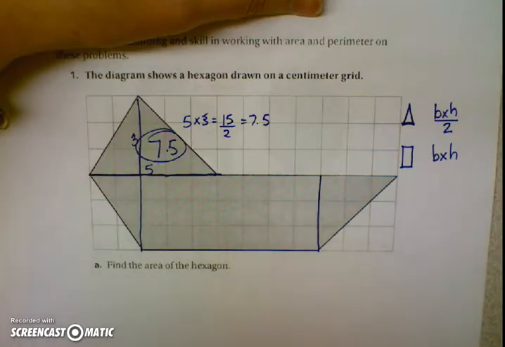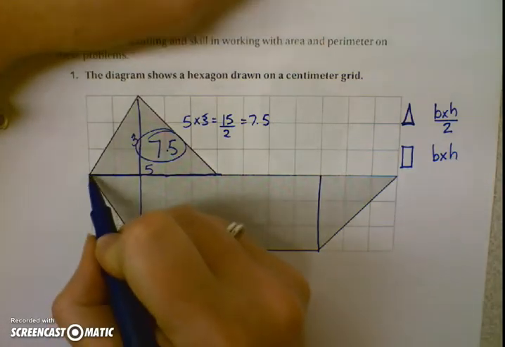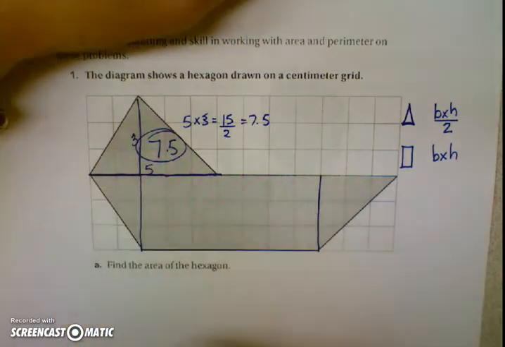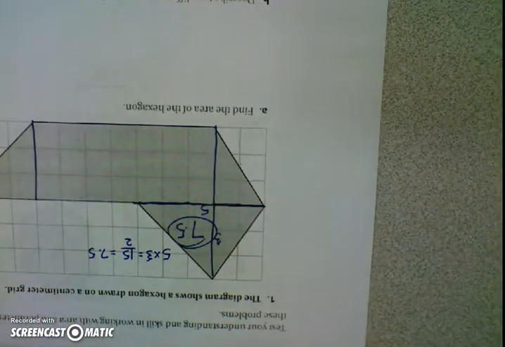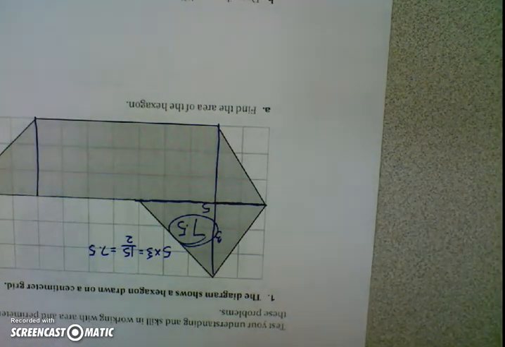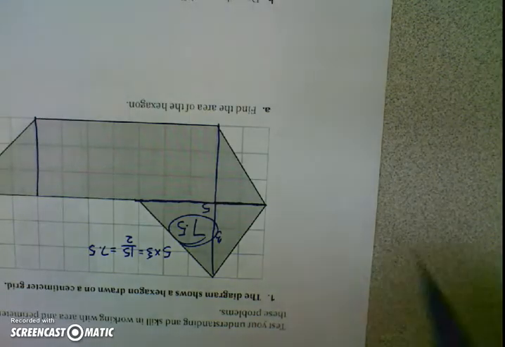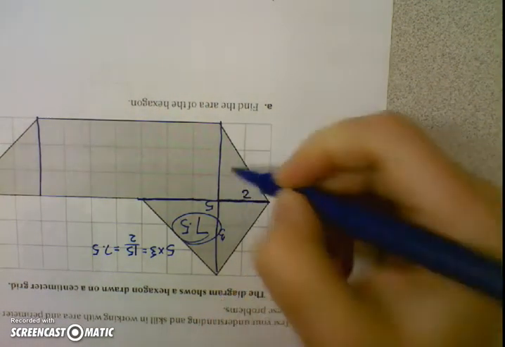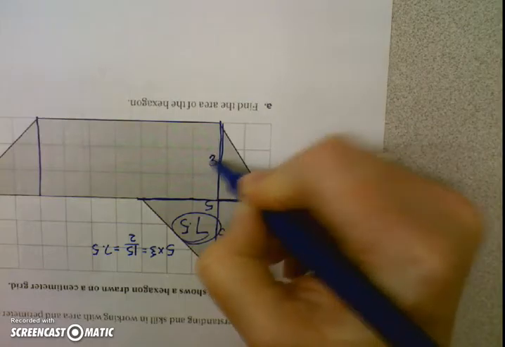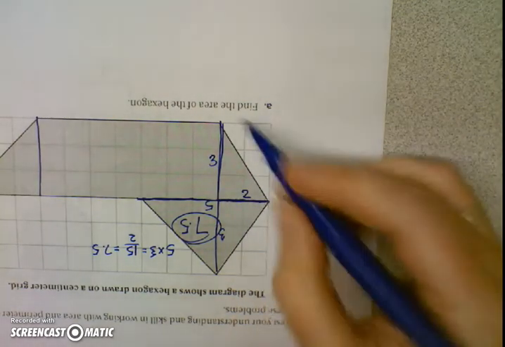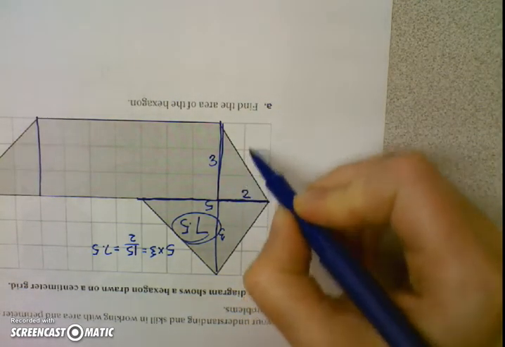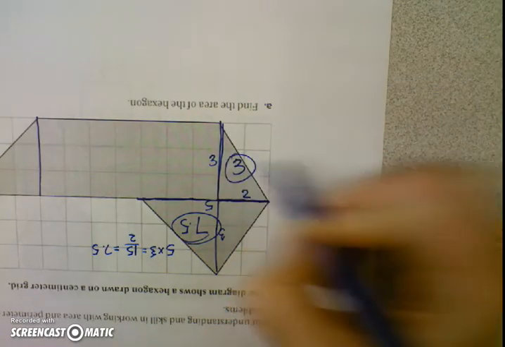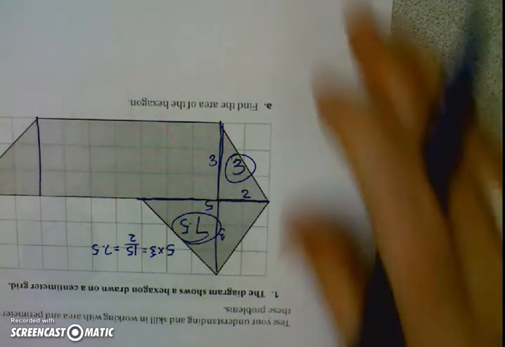Keeping with that base times height idea, I'm going to use this side as my base. Even if it helps, you can turn it upside down, because it doesn't matter what side of the triangle you use for your base. This base is 2. This height is 3. 3 by 2 gives me an area of 6. I'm going to cut it in half so that that area is 3.